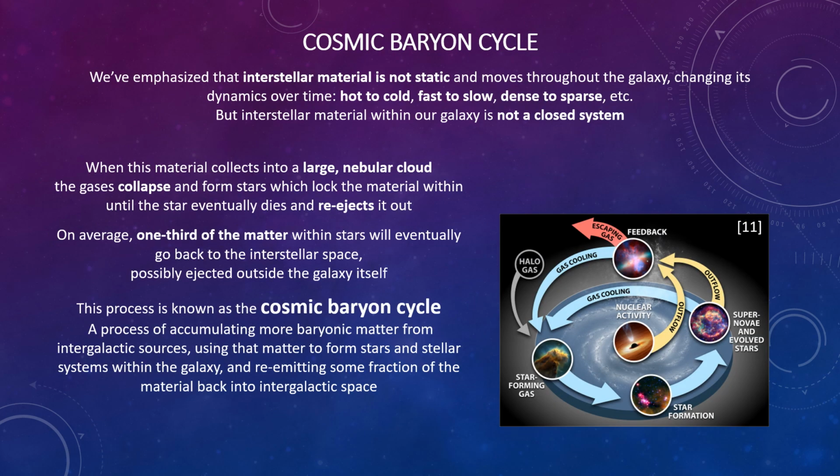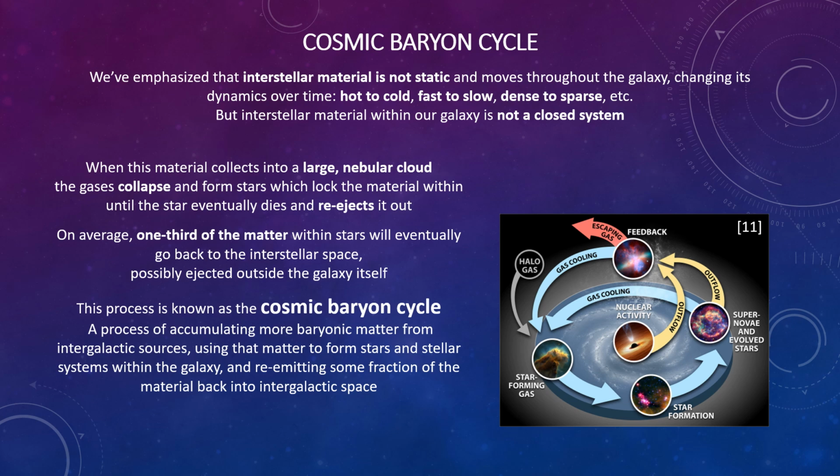So, in this lecture, we really emphasize that the interstellar material is not static. It's not doing nothing. It's going through a lot of processes and being affected by many other processes throughout our galaxy. And so it's changing its dynamics over time, going from hot to cold, fast to slow, dense to sparse, and so forth. But the interstellar material within our own galaxy is not a closed system.